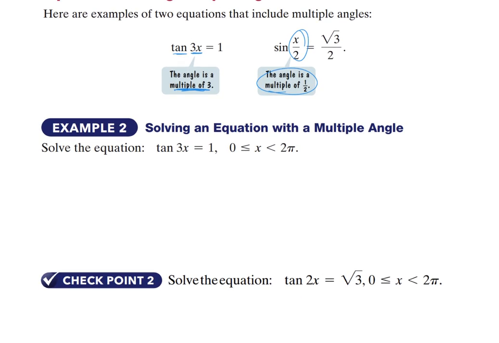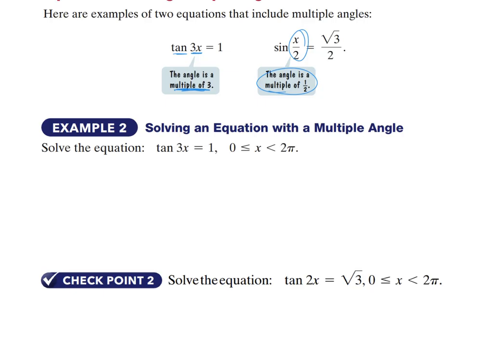So solving an equation with a multiple angle. Example 2, solve the equation tangent of 3x equals 1. Notice this says between 0 and 2 pi. Now I'll make this comment here. Normally you'll see one of these with an "or equal to" and one not, because 0 is 2 pi. It's the same, it'll have the same value, thinking about the unit circle. So let's start with tangent of 3x equals 1.